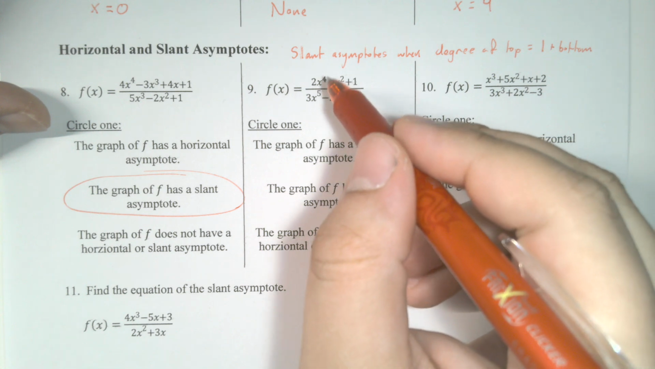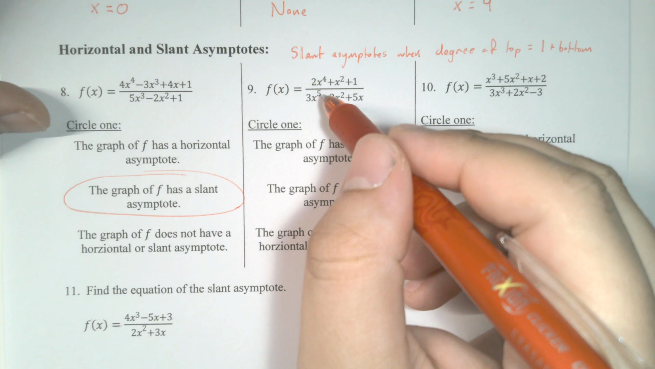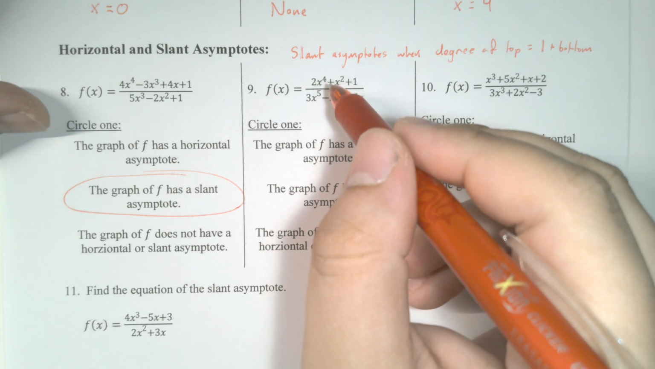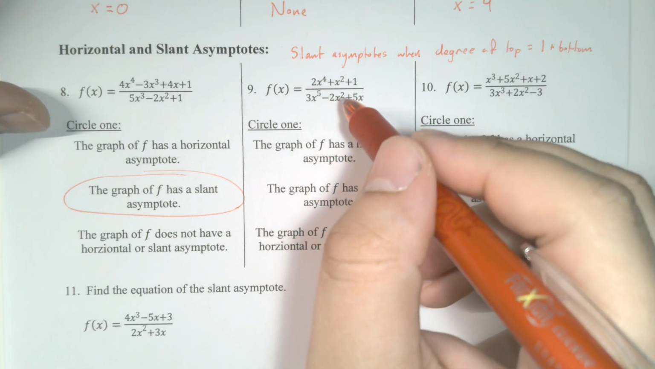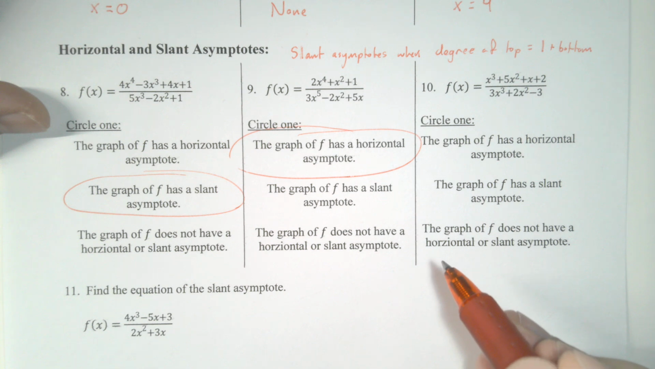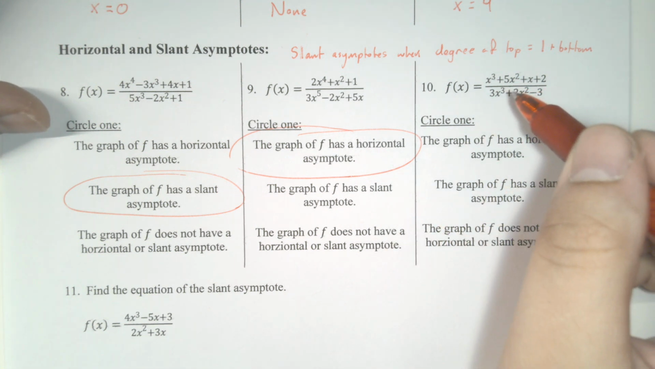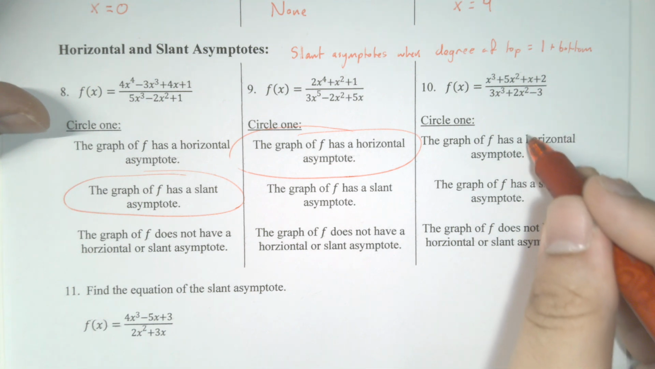But look at the degrees of these polynomials. This is 4 and this is 5. Remember, when the degree on the bottom is bigger, then this has a horizontal asymptote. And then when the degrees are equal to one another, it is still a horizontal asymptote.